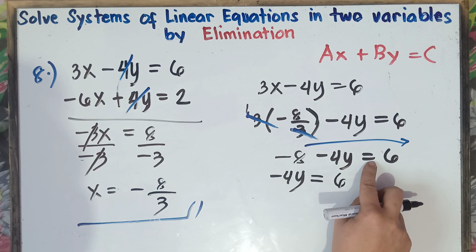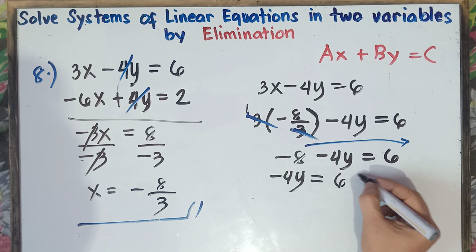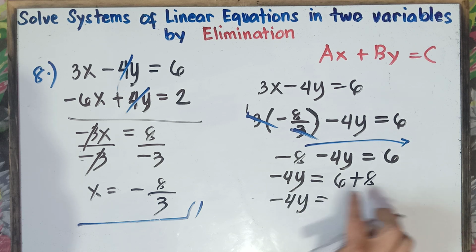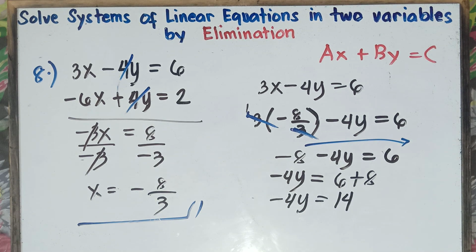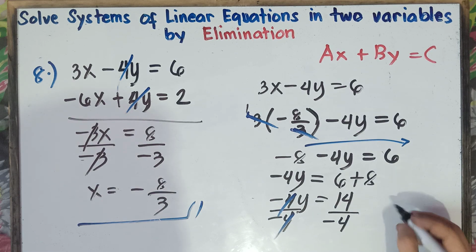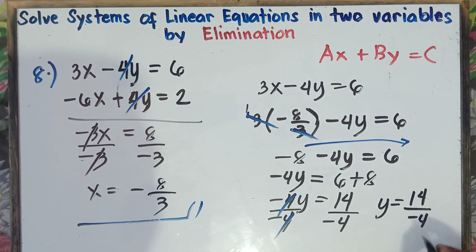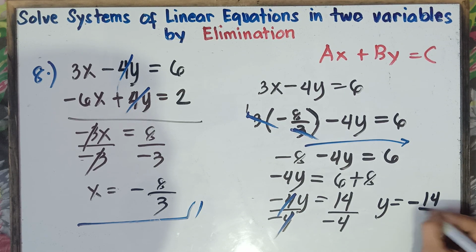Once you transfer from this equal sign, you will change the sign. It will become positive 8. So negative 4y equals 6 plus 8. That would be 14. And then to get the value of y, simply divide both sides by negative 4. Divide by negative 4. Cancel this out. So y is equal to 14 over negative 4. Or we can write the negative sign on the middle part. Negative 14 over 4.